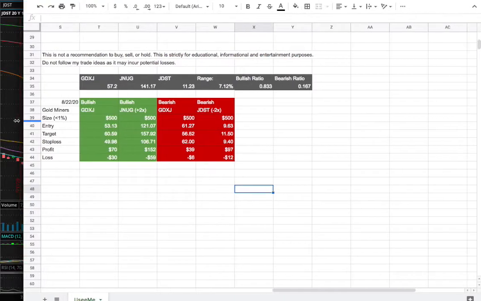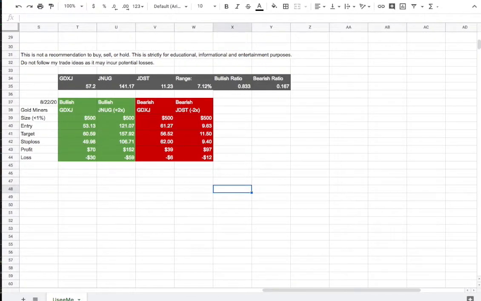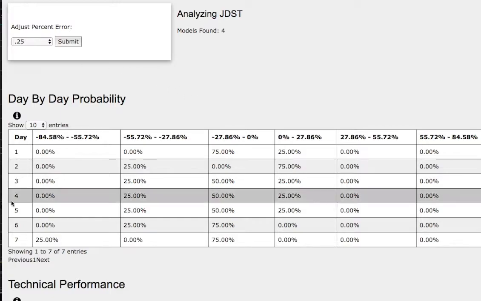So if we examine the day-by-day probability model for JDST, as we progress to the 5th day, or a week of trading, we have a 25% chance to climb between 0 to 28%. To the downside, we have a 50% chance for it to fall between 0 to negative 28%. And on the extreme case to the downside, a 25% chance to fall between negative 28% to negative 56%.